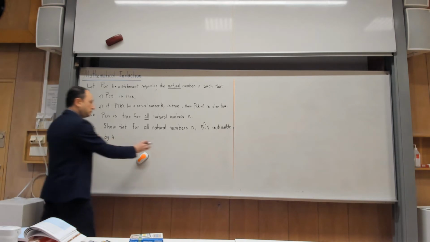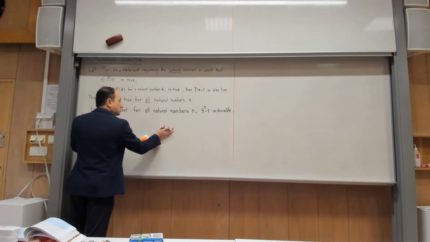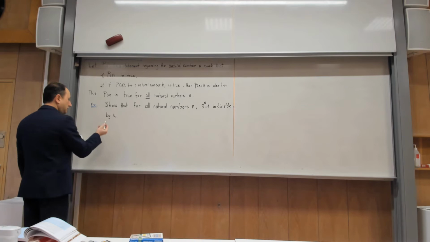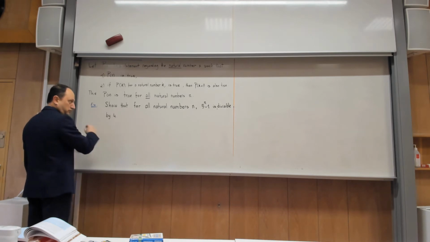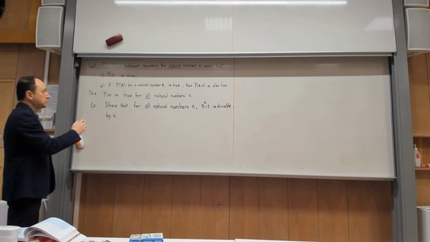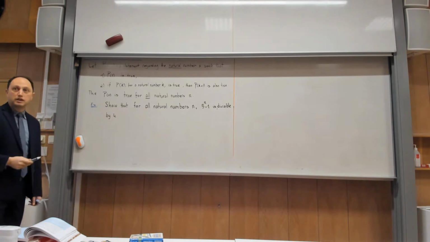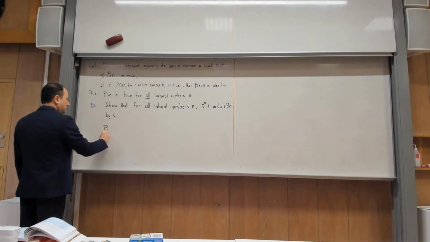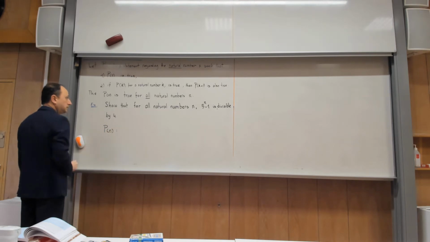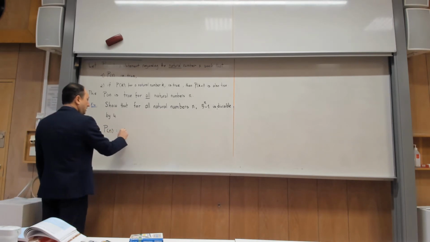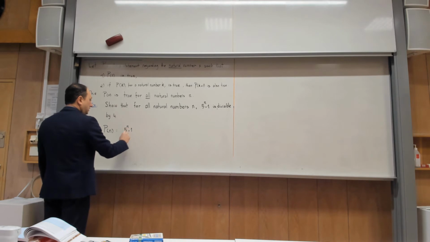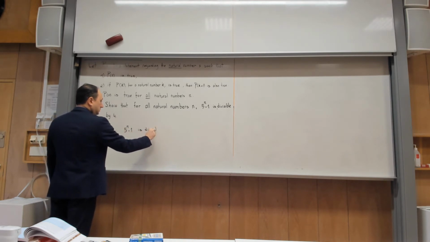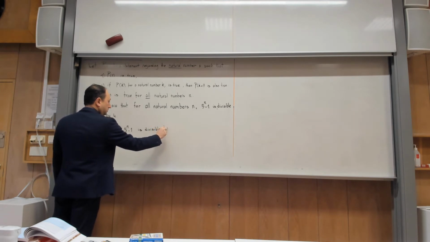Okay, I want to make it very clear here. So what is my statement here? So let us understand the statement. Of course, you don't need to write all these details, but I want you to understand that I am following exactly what I have written on the board. So if I ask you, what is your statement here? P of n is this statement: 5 to the n minus 1 is divisible by 4.